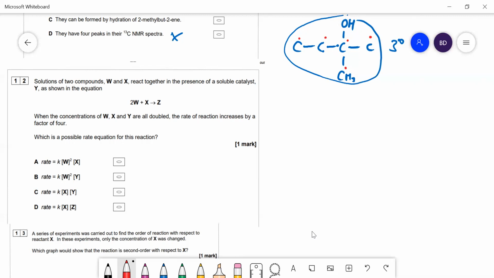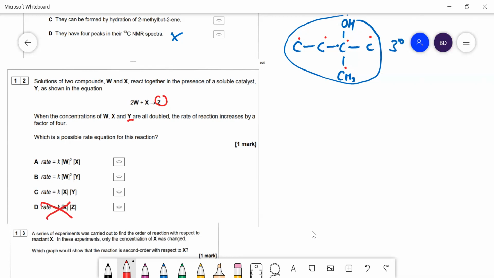There's quite a lot of rate equations you probably come across where H plus appears in the rate equation, but it's not actually a reactant, and that's because it's a catalyst. So don't think that you can't have Y in the rate equation. You can, even though it's a catalyst. What you can't have in the rate equation, of course, is Z. And there's one there with Z in, so we'll get rid of that straight away.